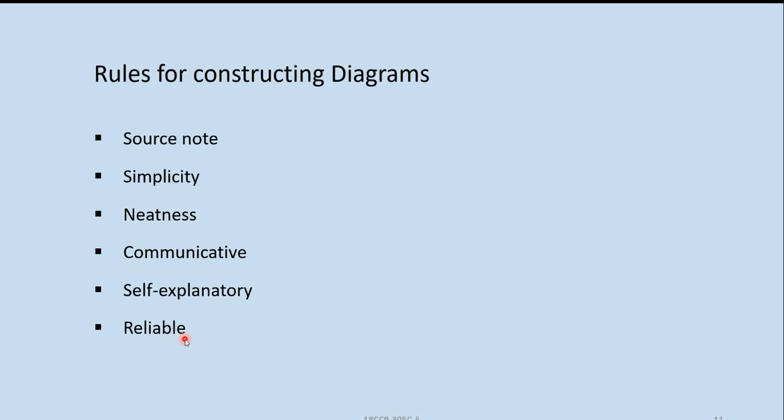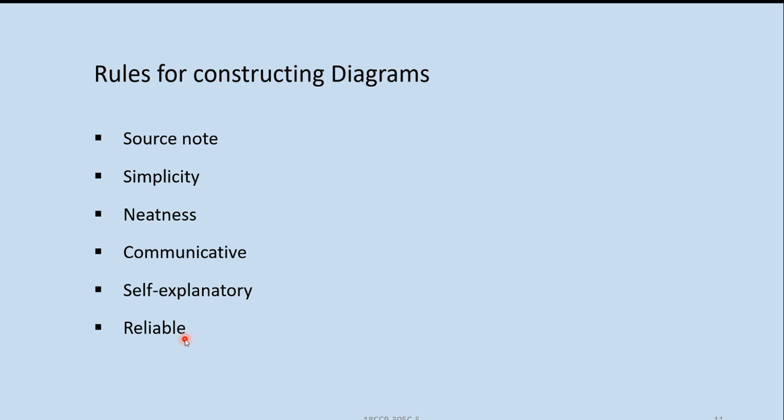Source note: from where this data is taken and shown in the picture, that source also we have to mention very clearly below the graph paper or below the diagram. Simplicity: as far as possible, the data available should be presented in a very simple form, which is very easily understandable at a glance, or by going through the picture in no time.